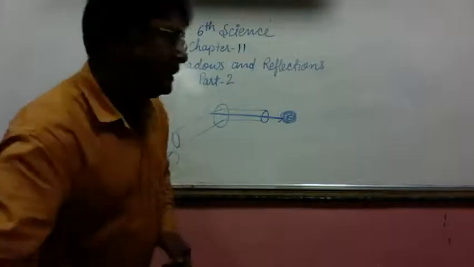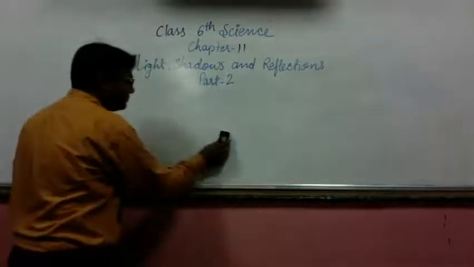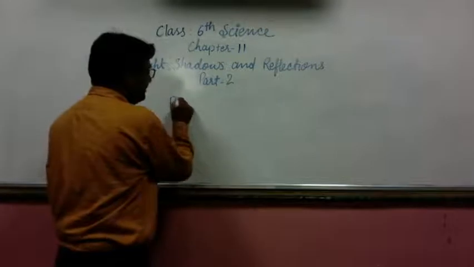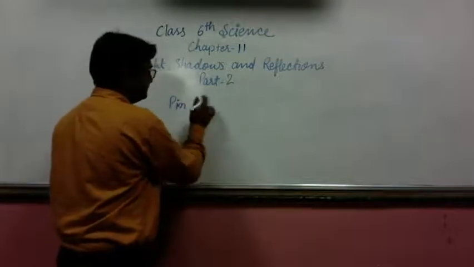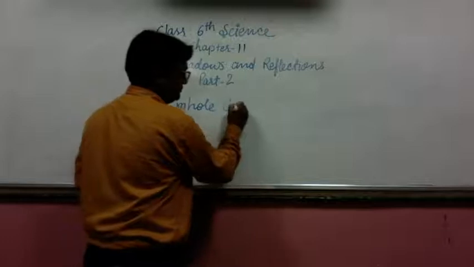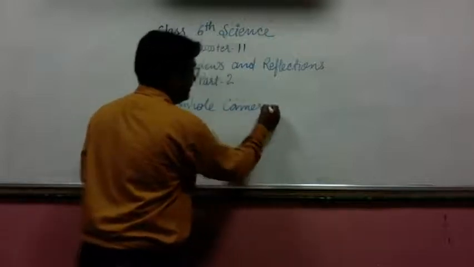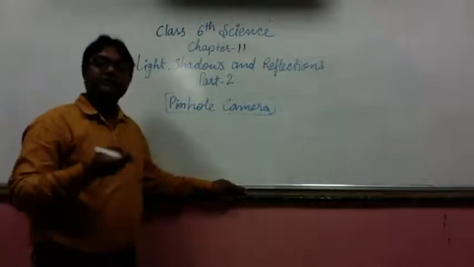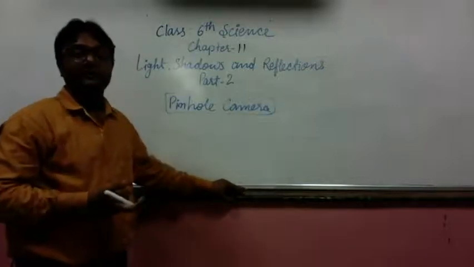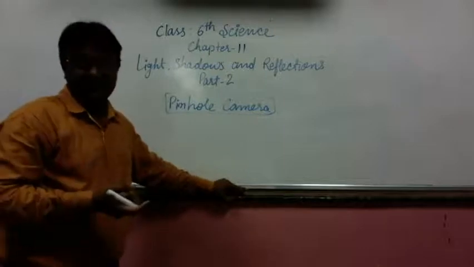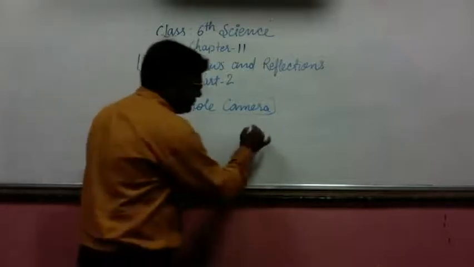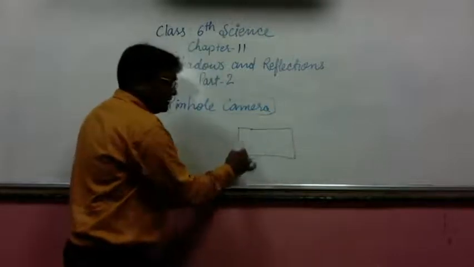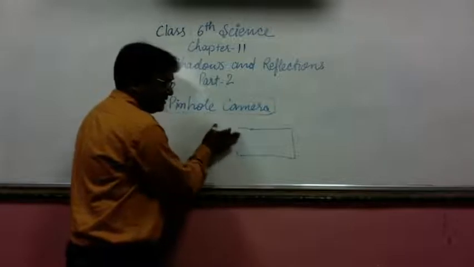Another object is the pinhole camera. The pinhole camera also works on the phenomenon that light travels in a straight line. So what you have to do is take a rectangular box. One side of it should be open. This side should be open.